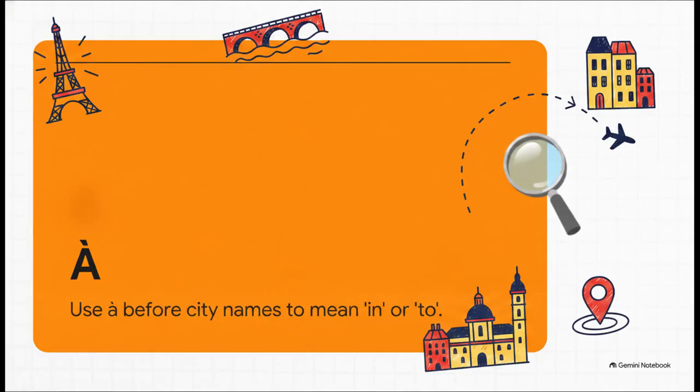I love this because it's a wonderfully straightforward rule. You just use the little preposition à directly before city names. And the best part? It serves a dual function. Depending entirely on the context of the sentence, à can mean either in or to. It is basically your universal key for connecting an action to any specific city.